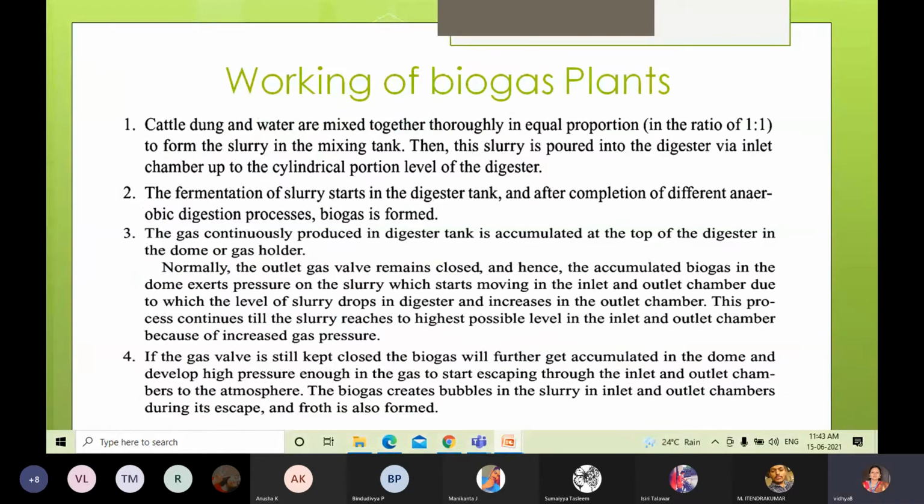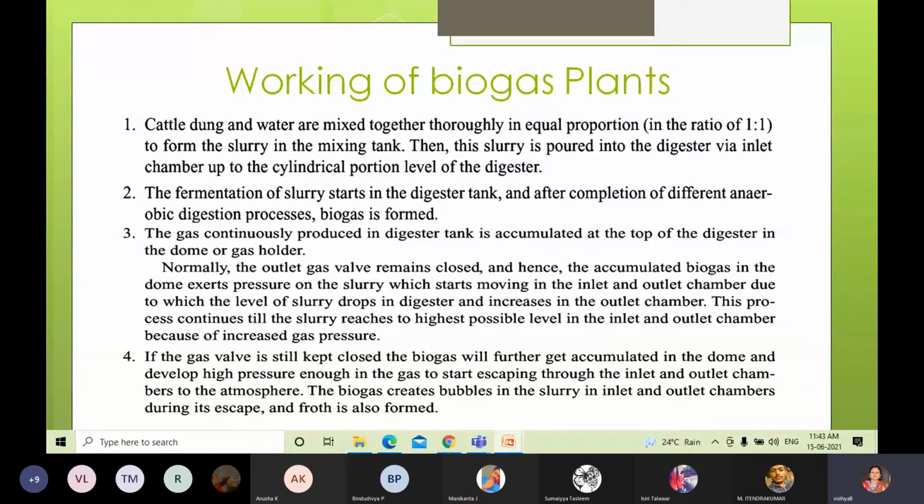Next is the working of biogas plants. Cattle dung and water are mixed together thoroughly in equal proportion. That is, in the ratio 1:1, that means equal proportion. Cattle dung and water are mixed thoroughly in equal proportion to form a slurry in the mixing tank.